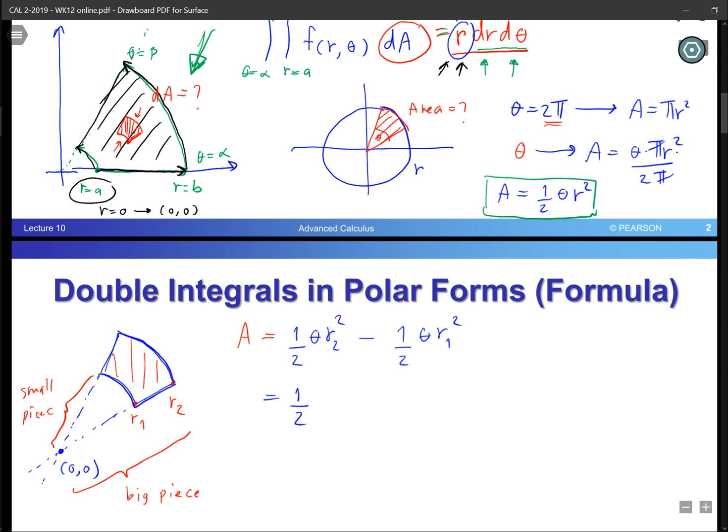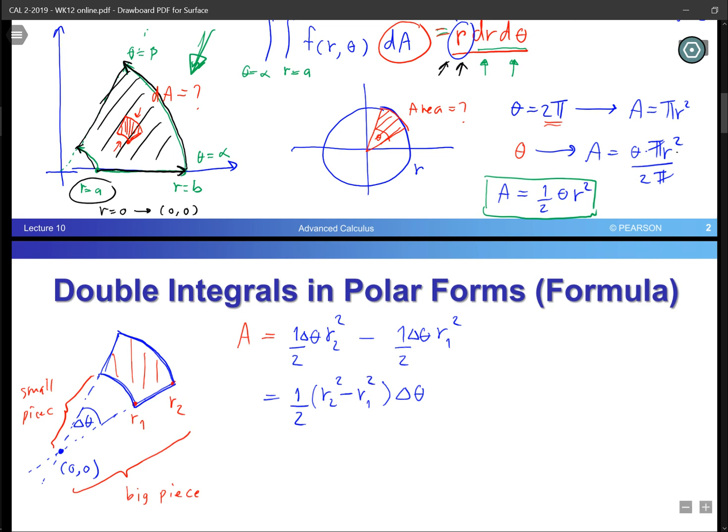Oh, by the way, I'm going to change this a little bit. I'm going to call this angle delta theta. So let's fix this. Put delta right here and delta right here. So I take the common term 1 over 2 out, and I take the common term delta theta out on the right hand side. So what is left in the middle? I have r2 squared minus r1 squared.